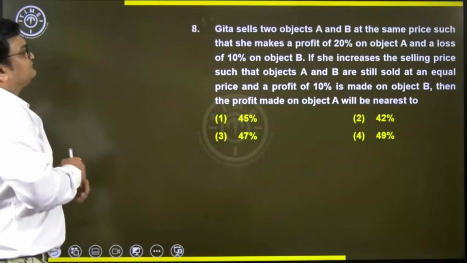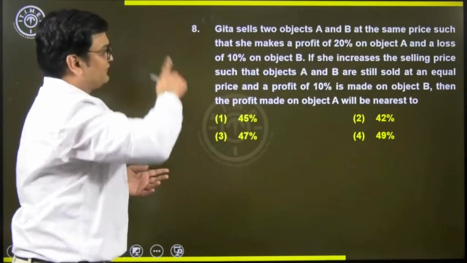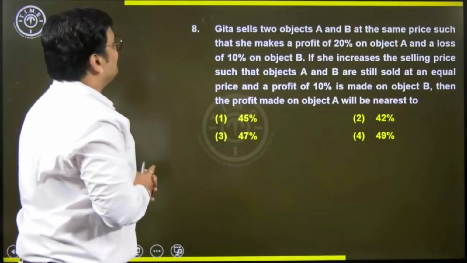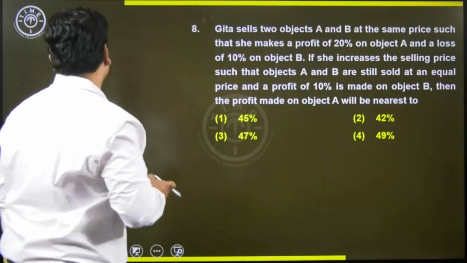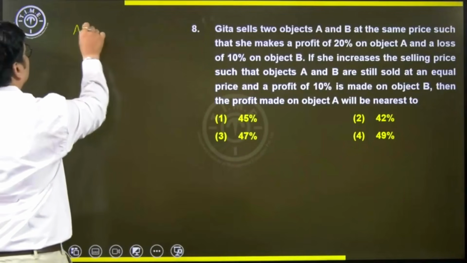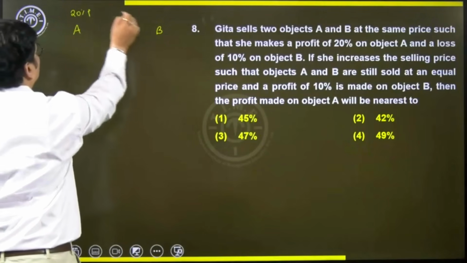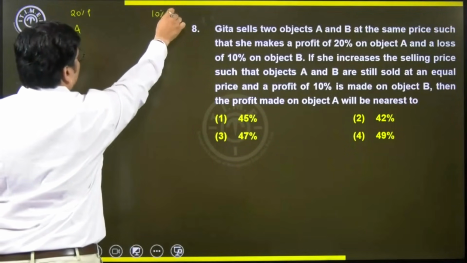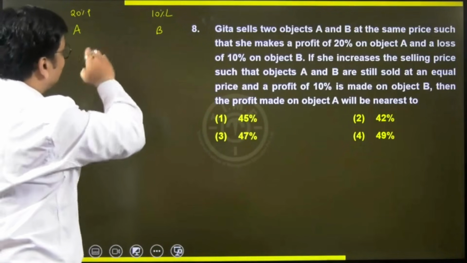Next one, the 8th one. Geeta sells 2 objects A and B at the same price, so the selling price is the same, such that she makes a profit of 20% on object A and a loss of 10% on object B. 20% profit, 10% loss. And also he says the selling prices are the same.